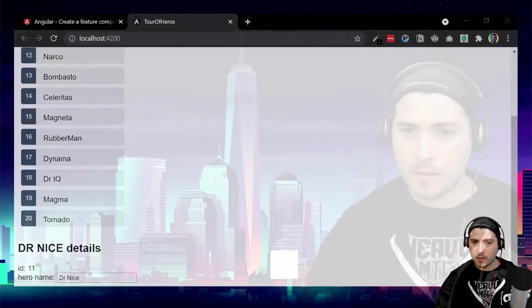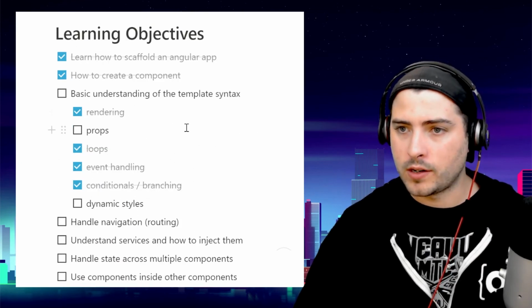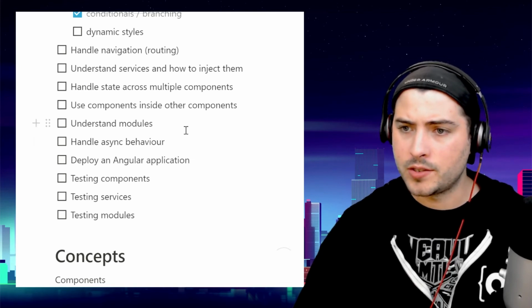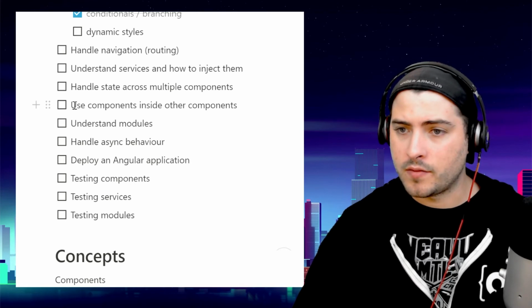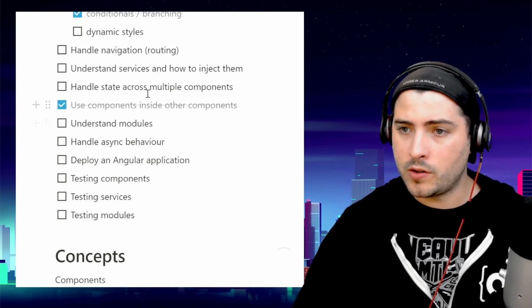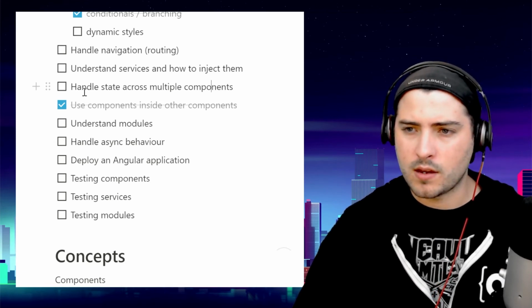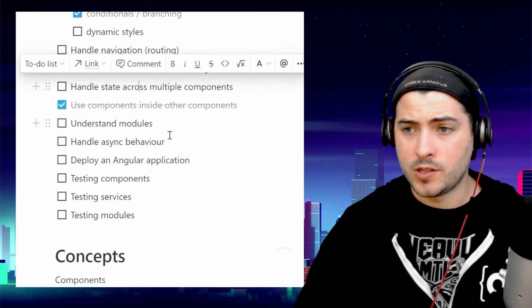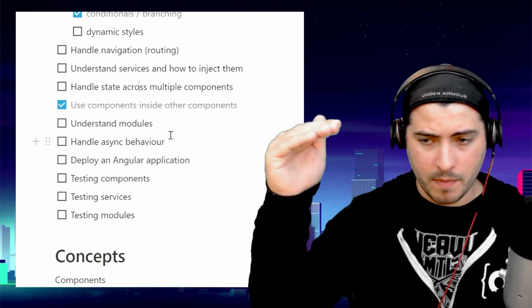And that does remind me, jump back into Notion. I think there's at least one learning objective we can check off here, right? We used a component inside of another component. We could almost say that we're handling state across multiple components, but, I mean, that's basically how you do it. But I was more thinking across components, not from the parent to the child.